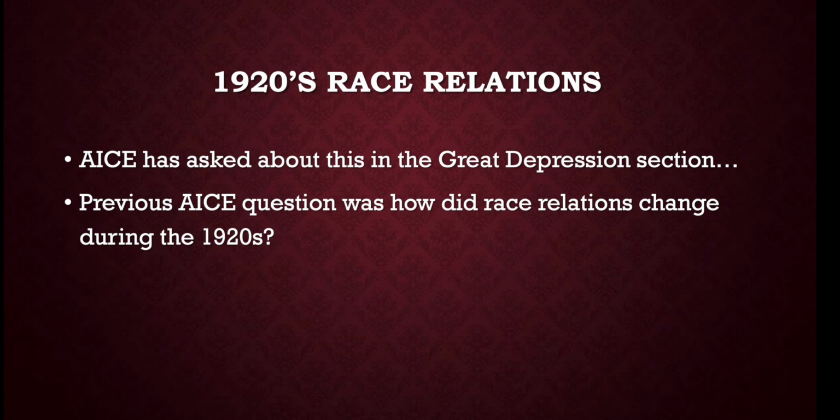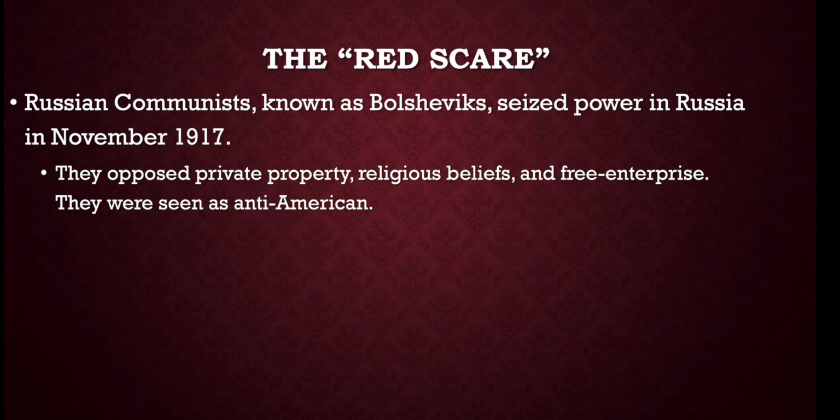It was on a past ACE question, so just in case you get something like this, let's go ahead and cover it first. During the 1920s, there was the Red Scare. The Bolsheviks, Russian communists, seized power in Russia during the First World War, in November of 1917. A couple of things about the Russian communists: they were opposed to private property rights, they were against religious beliefs and the whole idea of free enterprise, favoring state control over economic production.